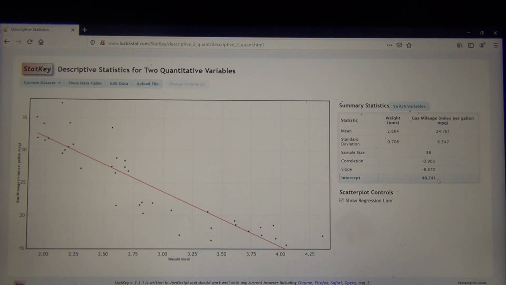So if the x was 0, so if the weight of the car was 0, then the predicted miles per gallon would be 48.741. Again, that doesn't make a whole lot of sense. You can't have a car that weighs 0 tons. So we see a strong negative linear relationship between weight and gas mileage.